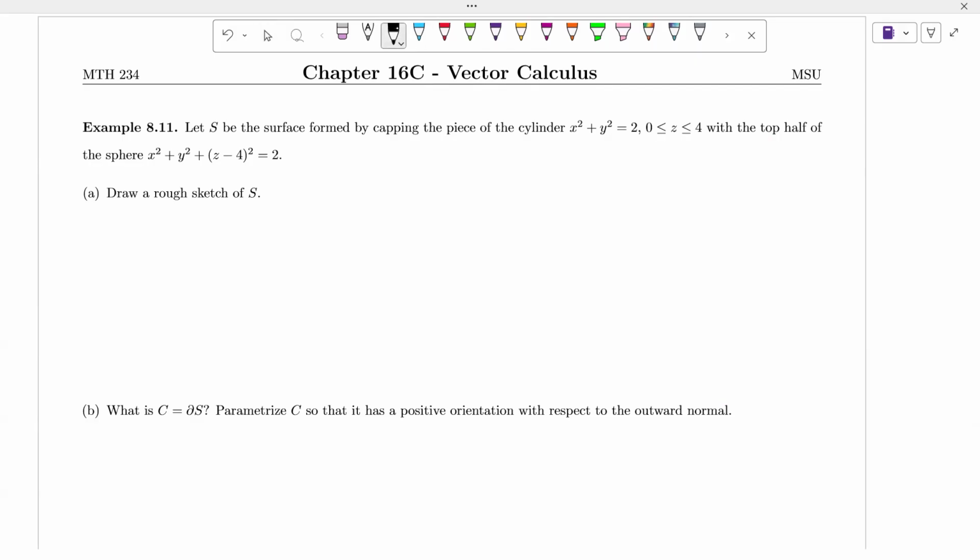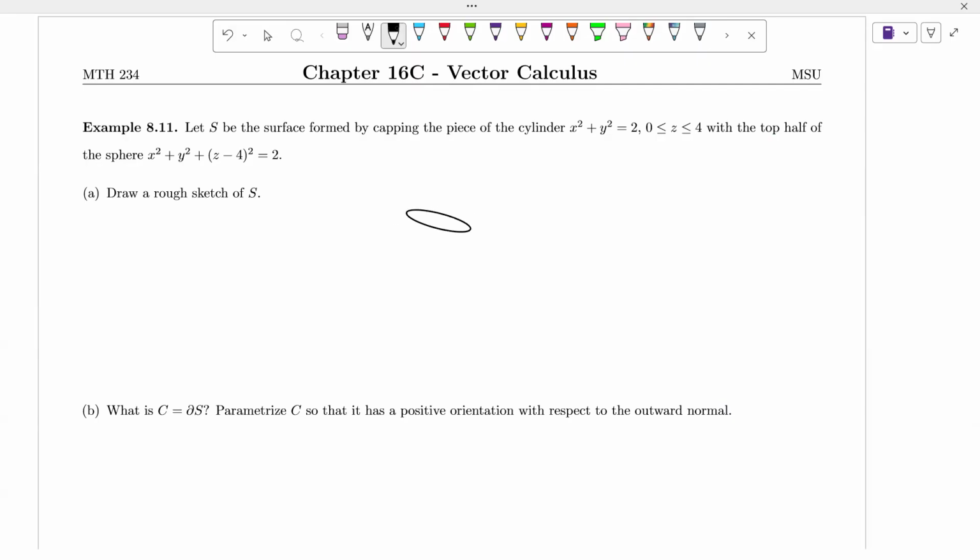So S is going to be a surface formed by capping the piece of the cylinder, equation given there, with the top half of the sphere, x squared plus y squared plus z minus 4, quantity squared equals 2. Step number the first is to draw a rough sketch of S.